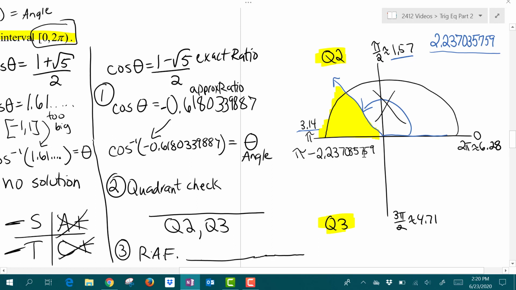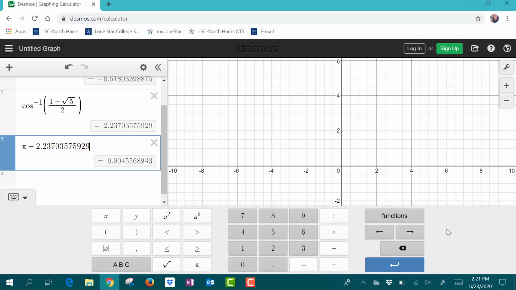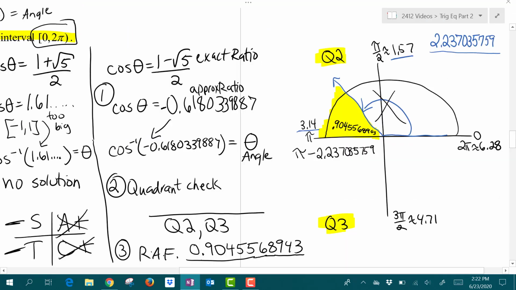Alright, go back and put that into our calculator. And when I do pi minus that, I get about 0.9045 and so on. So I'm going to copy that back to our notes. So there's our reference angle, the 0.904 and so on, and here I've written it here as well. So that's our reference angle.